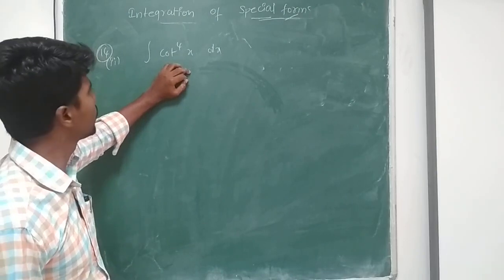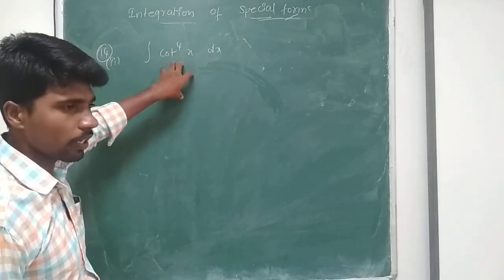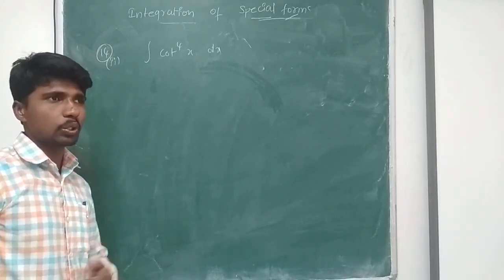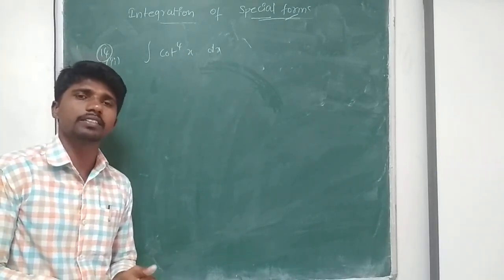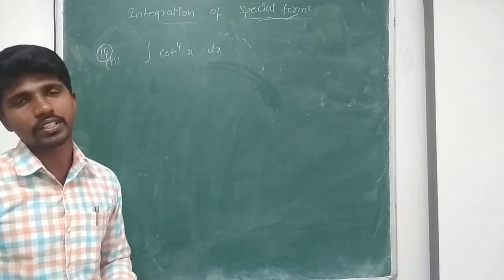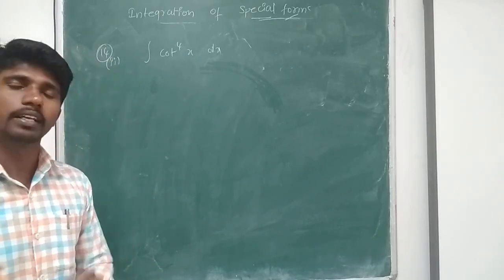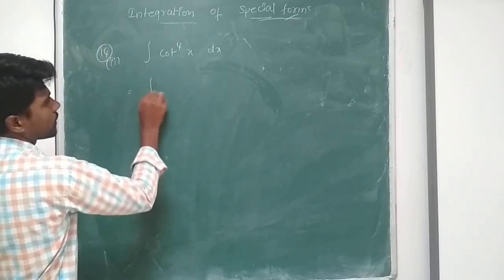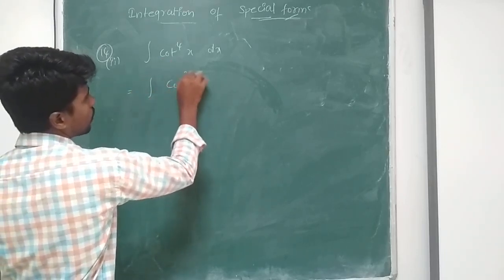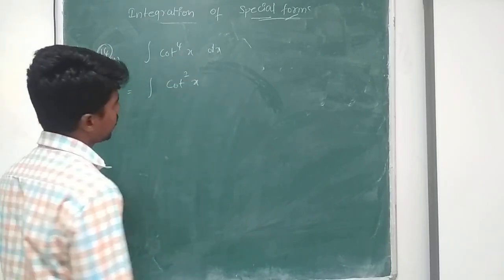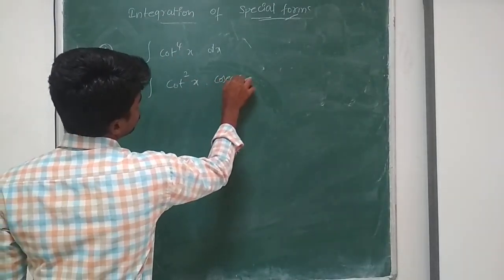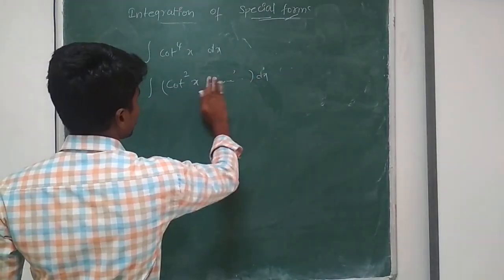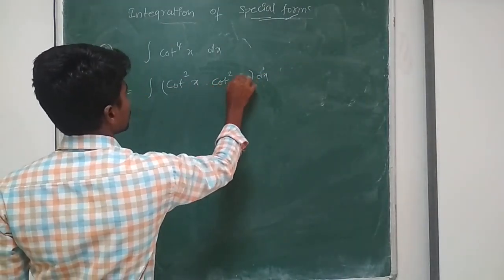So what is the easiest way to solve this one? Convert the cot in terms of cosecant square. Then integral cosecant square dx is nothing but equal to minus cot x. So we have a chance to get the answer in the simplest way. That's what I am doing. So cot power 4x can be written as cot square x into cot square x dx.